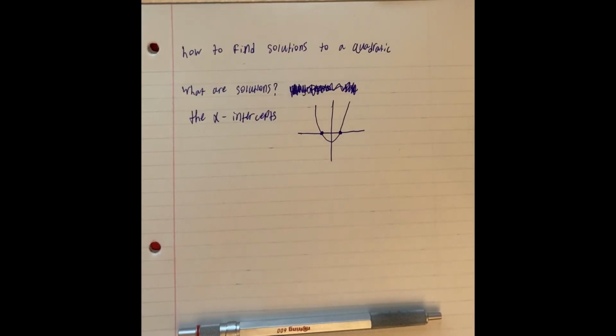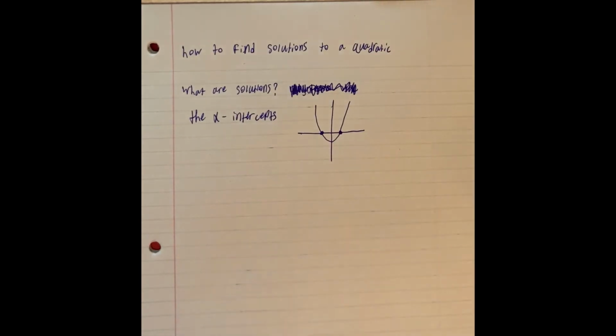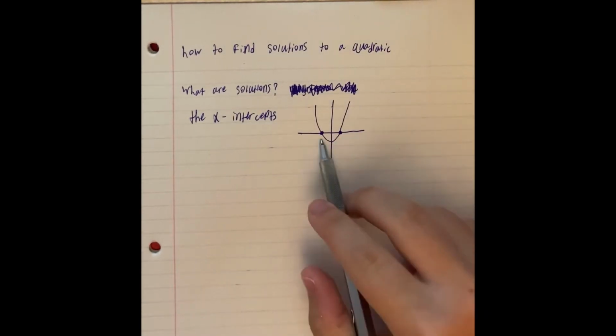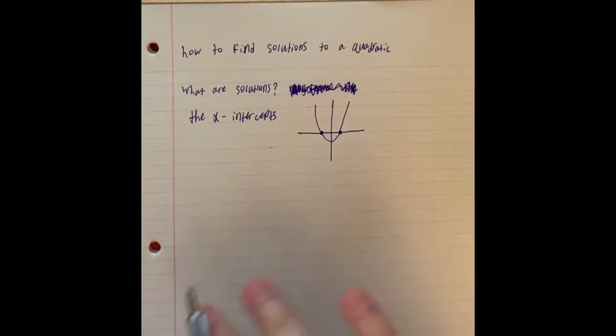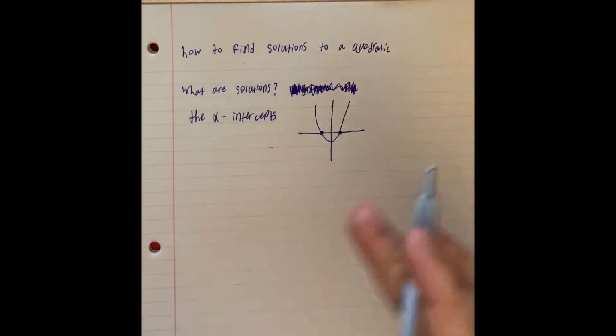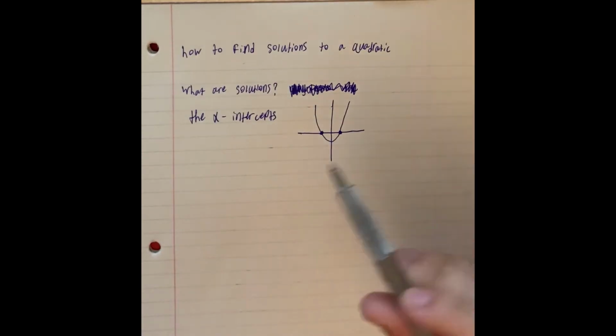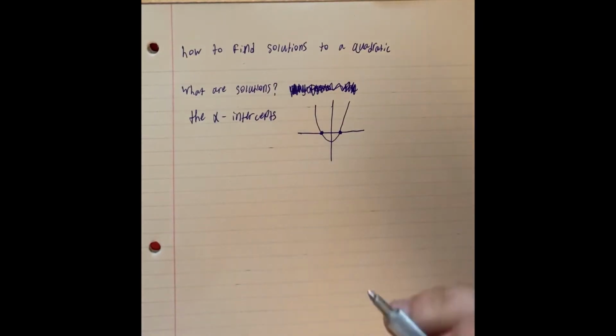Today we're going to be talking about how to find the solutions to a quadratic equation. First, we have to talk about what the solutions are. The solutions are just the x-intercepts of the parabola. Sometimes it can have two x-intercepts, like we see here. Sometimes it only intersects once, and other times it intersects 0 times. But today we're just going to be talking about a few different instances of when it does intersect.